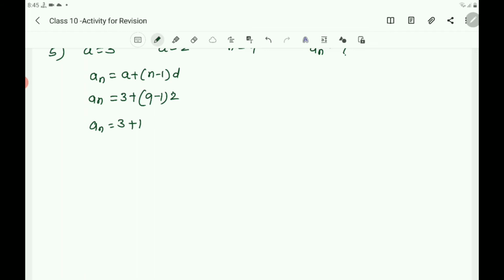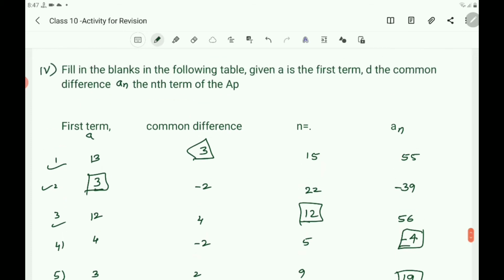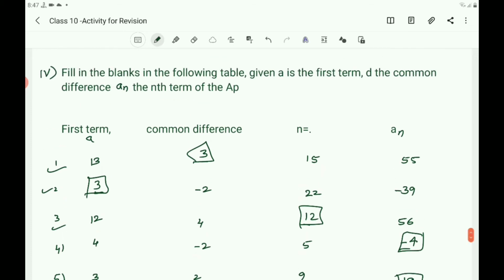8 twos are 16. That is plus 16. 9 minus 1 is 8. 8 twos are 16. So you will get AN equals 16 plus 3. 16 plus 3 is 19. So AN is 19. So fill in the blank. That is AN is 19. This is the blank we have to fill up. Then the next question. Here we completed the fourth main.